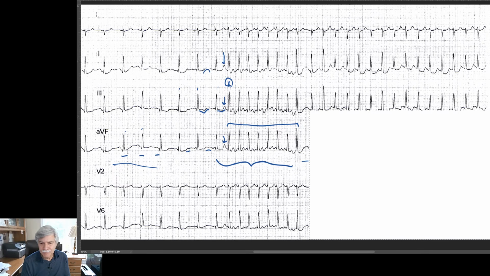And so if you think about SVT as being a rapid arrhythmia, hold on a second, let's pick a color. Sorry about that. So you think about SVT as being a rapid arrhythmia.